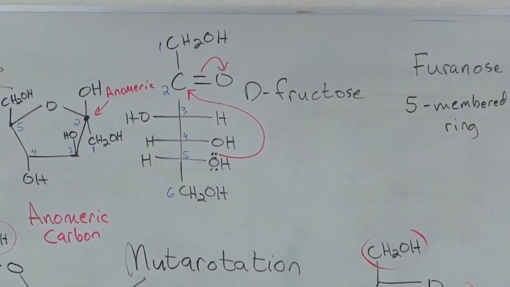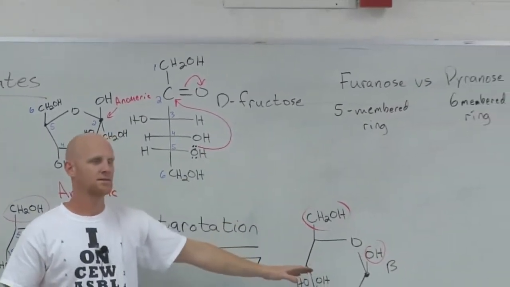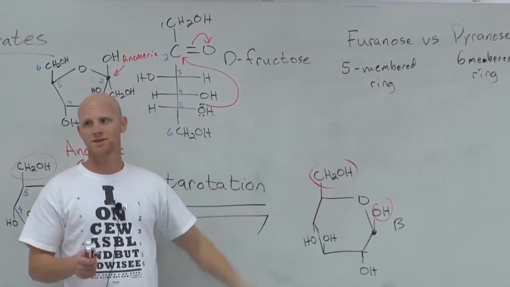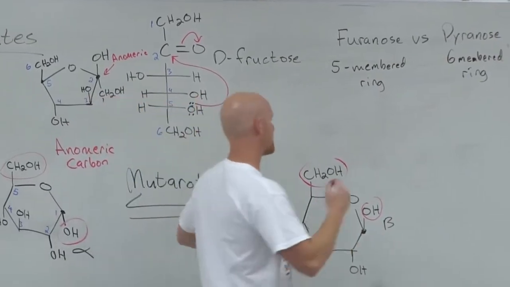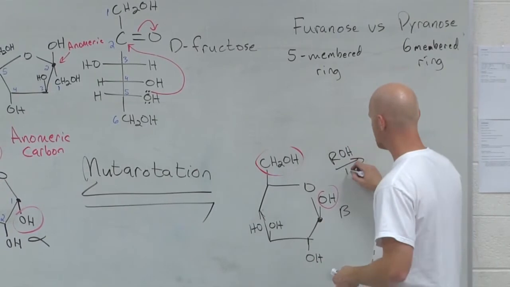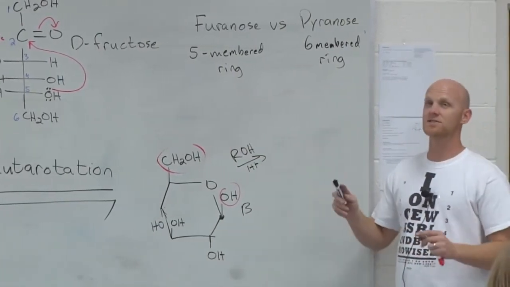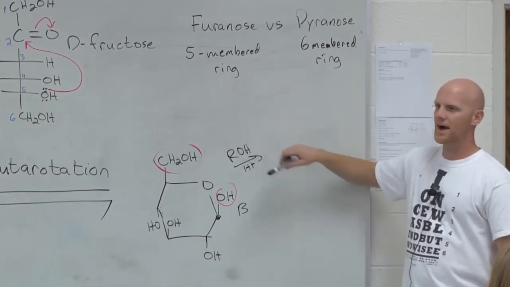Okay, let's have a little more fun. So let's say I've got my beta D-glucose here, and let's say I react this guy with any alcohol. And technically, you need a little bit of a catalyst. So I'm putting in an acid catalyst. Actually, you just need acid catalyst, my bad. A little acid catalyst in my alcohol.